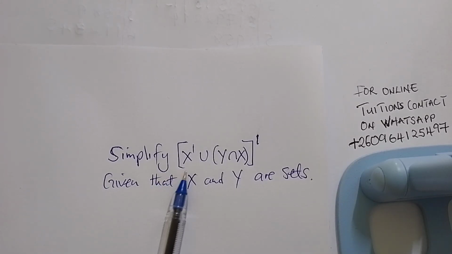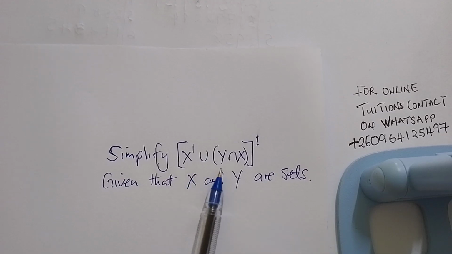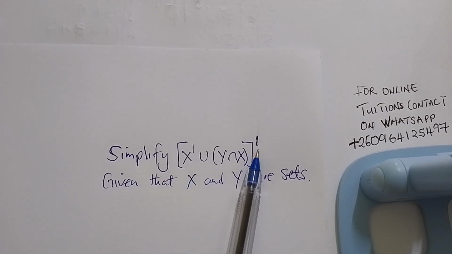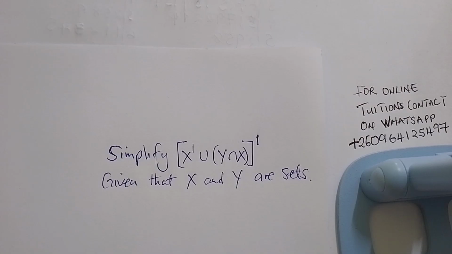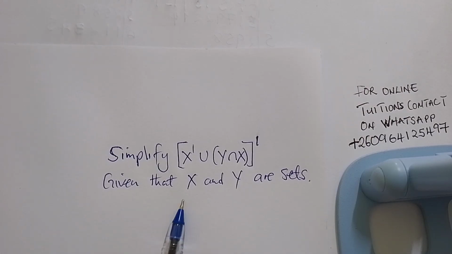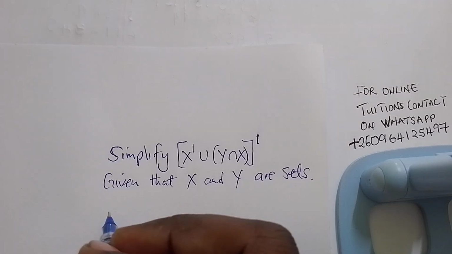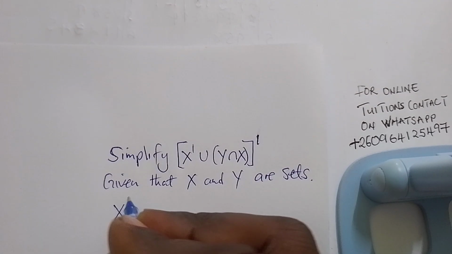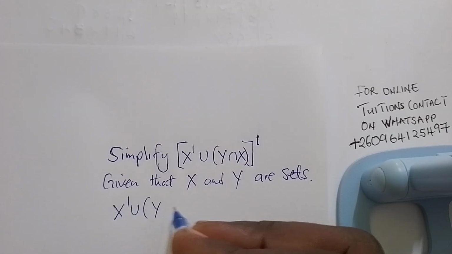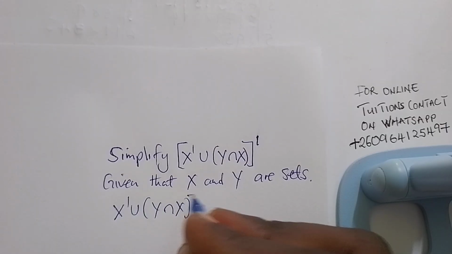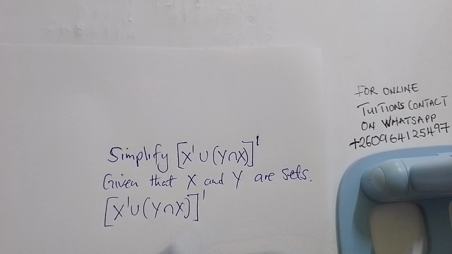Simplify x complement union y intersection x complement. Now, in this case, it's easier to work with this given that x and y are sets. So we've been taught that x and y are sets. If they're sets, then we can write this one here. We say that this is x complement union y intersection x, and the complement outside the brackets.